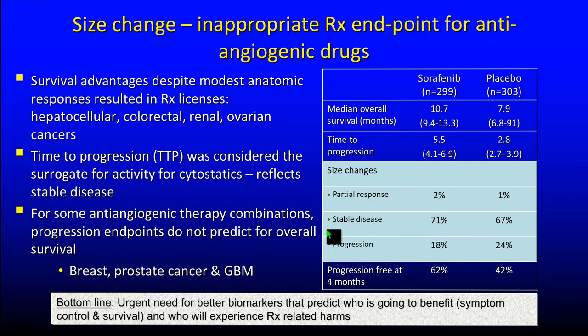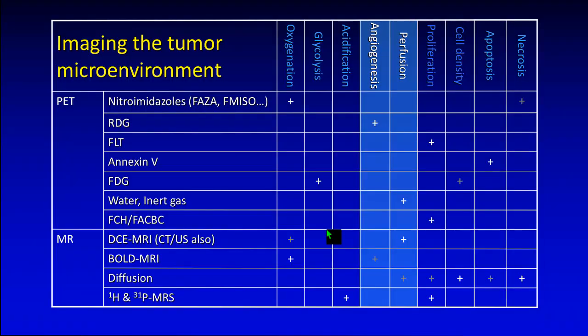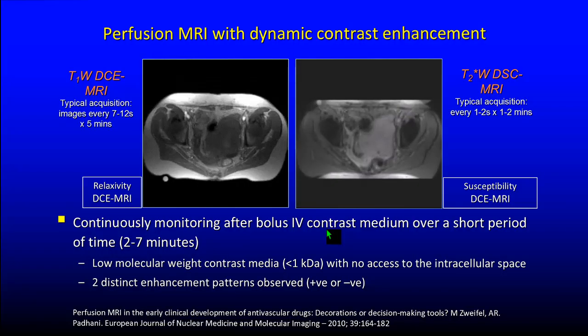Okay, so in other words, we need better surrogates for which patients are going to benefit and which patients are going to get harm, and we have a number of these technologies in our clinical hands. So one of the most common technologies that we have is dynamic contrast enhanced MRI, and you know that depending on how you set up the experiment, you can either get tumors going dark or you can get tumors becoming brighter.